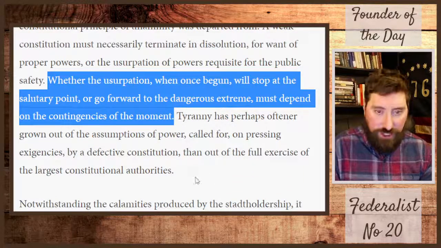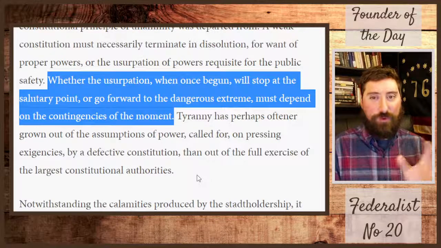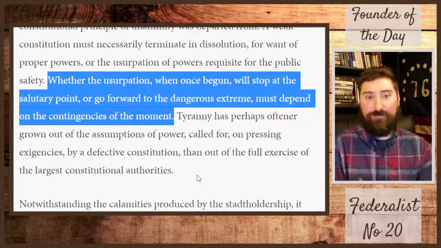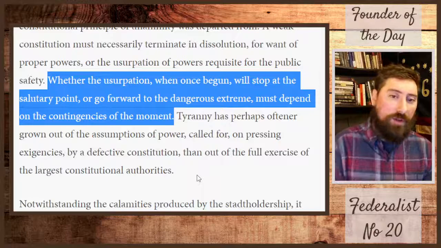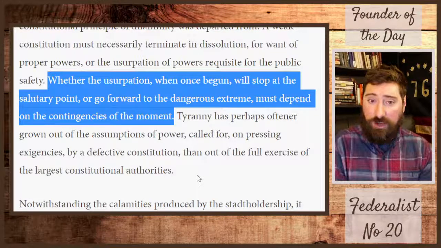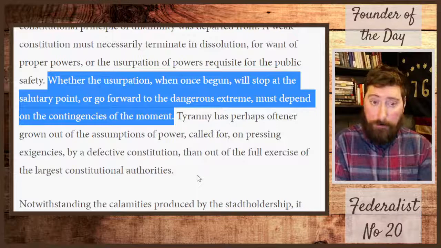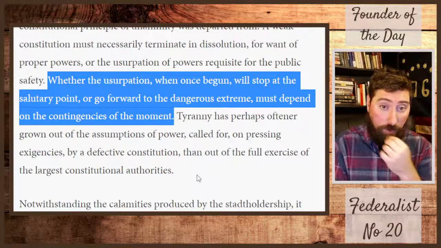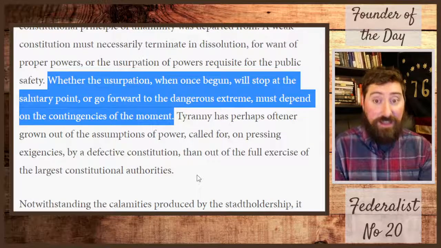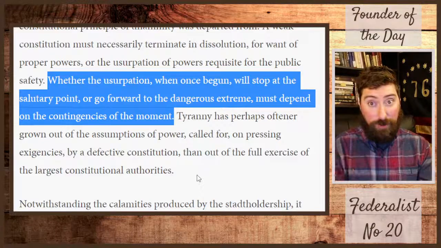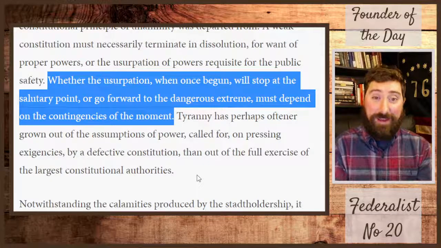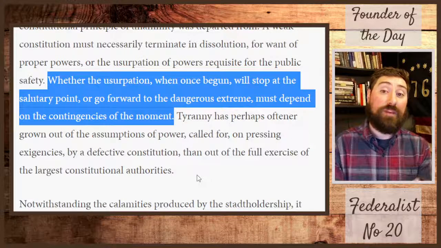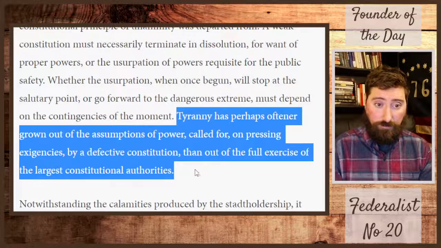"Whether usurpation"—by the way, usurpation, one of my favorite words, it's in the Declaration of Independence. It's just the assumption of power, essentially a coup. "Whether the usurpation, when once begun, will stop at the salutary point or go forward to dangerous extreme must depend on the contingencies of the moment." So, if a coup happens, it will either stop when the people throwing the coup realize it's time to stop and make everything good, or it will keep going and accumulating power until something terrible happens to the nation.